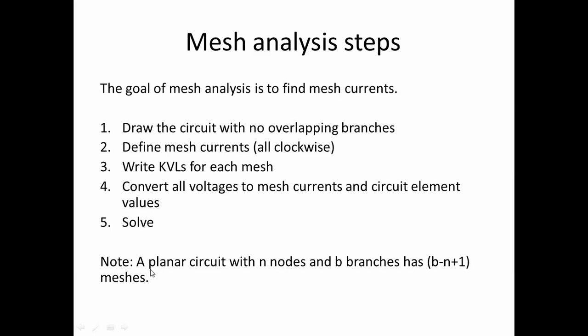It turns out that a planar circuit with N nodes and B branches has B minus N plus 1 meshes. This can be proved. This is a network property. We will not prove it because it is not of great significance for this course. But it's an interesting property of graphs, and circuits are types of graphs.